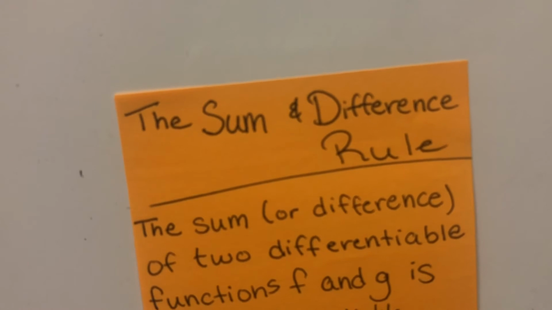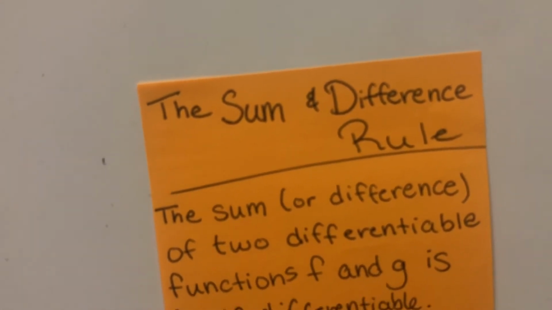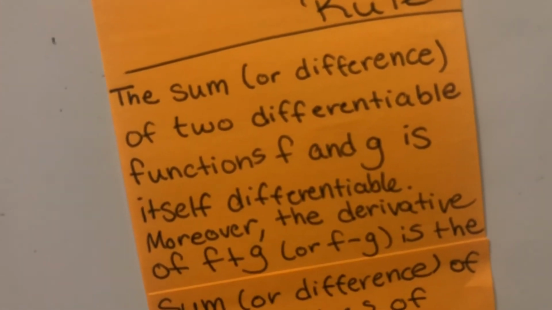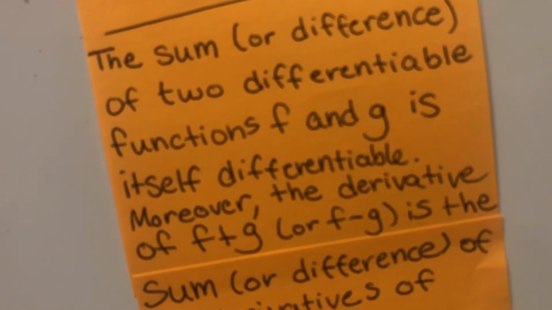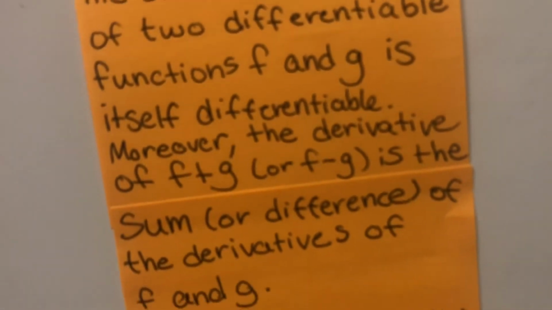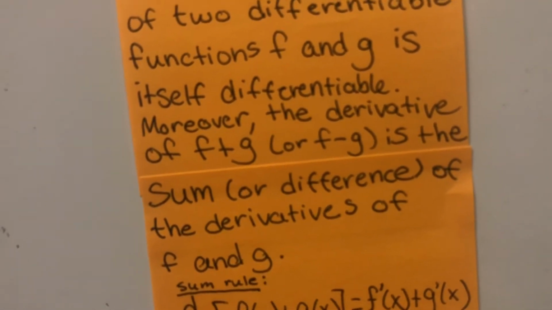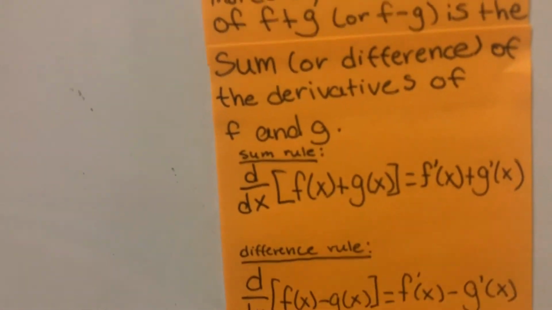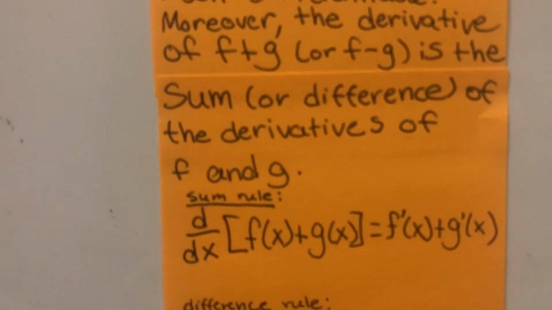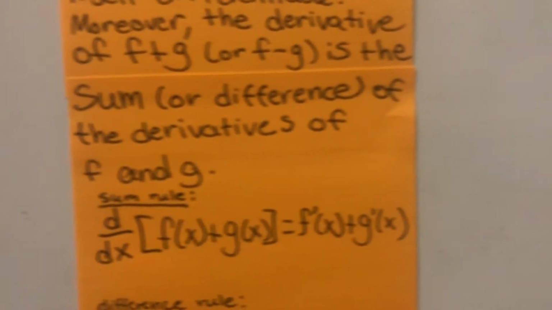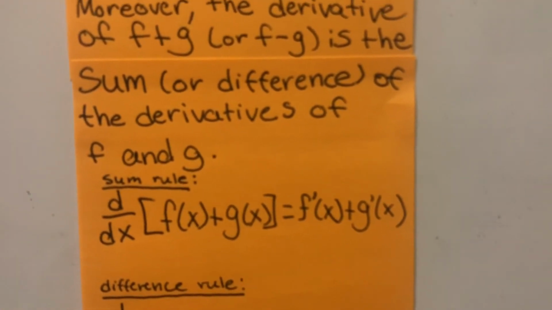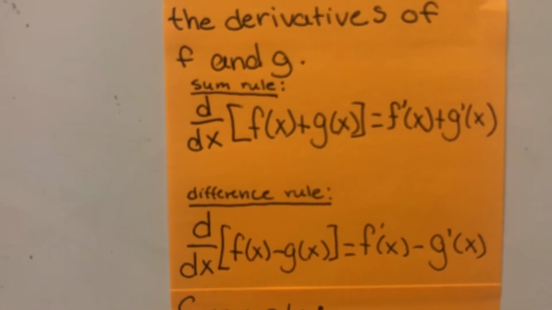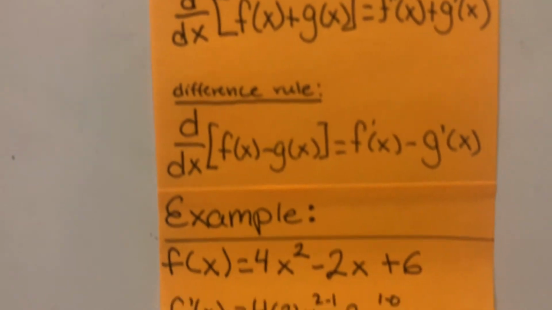The next rule is the sum and difference rule. The sum, or difference, of two differentiable functions f and g is itself differentiable. Moreover, the derivative of f plus g, or f minus g, is the sum, or difference, of the derivatives of f and g. So here's what the sum rule looks like. It's just d with respect to dx of f of x plus g of x equals the derivative of f of x plus the derivative of g of x. And same thing with difference, except you're going to subtract the f prime of x and the g prime of x.